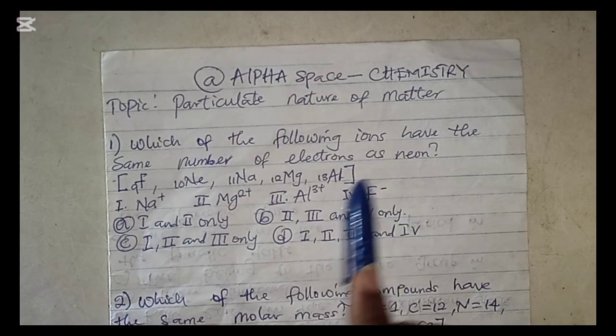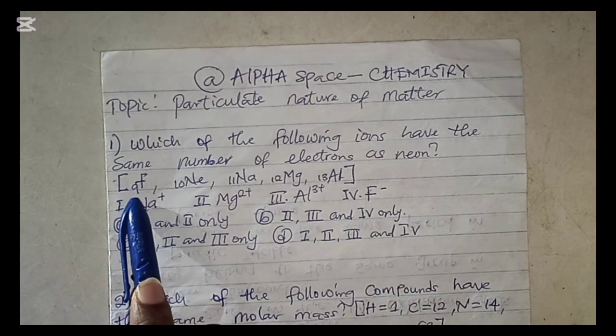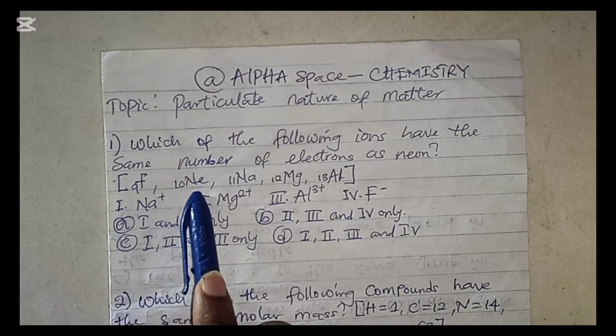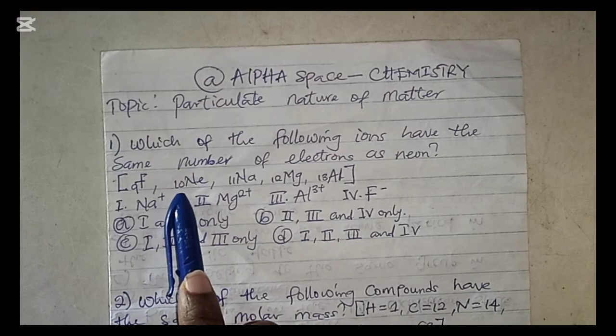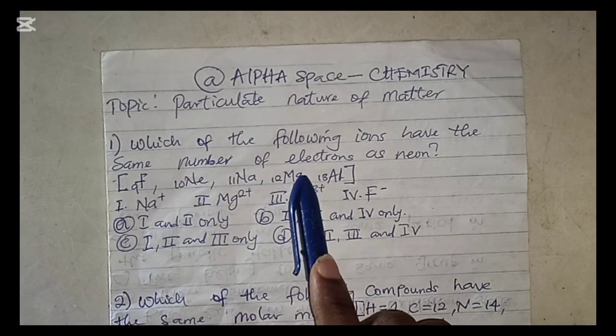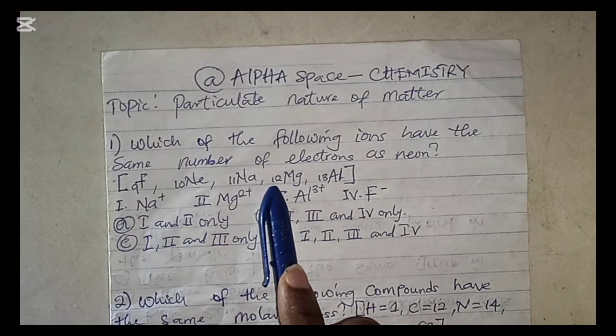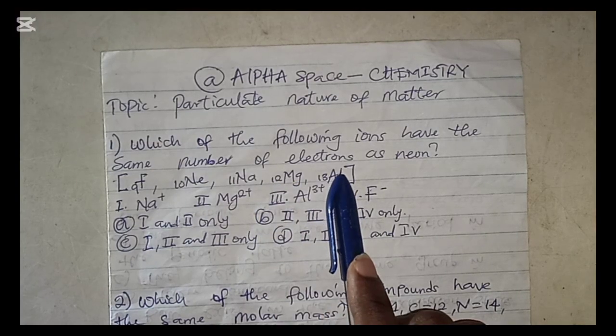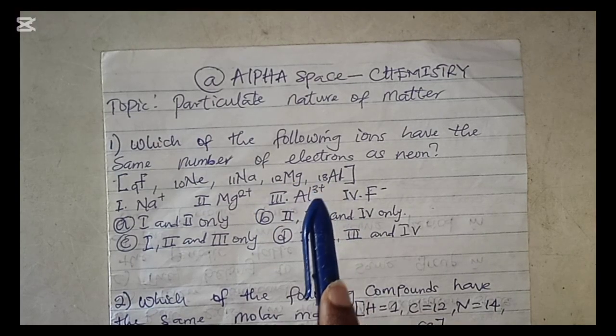Look at the elements we're given. Fluorine, which has an atomic number of 9. Neon itself, which has an atomic number of 10. Sodium, which has an atomic number of 11. Magnesium, which has an atomic number of 12. And aluminium, which has an atomic number of 13.